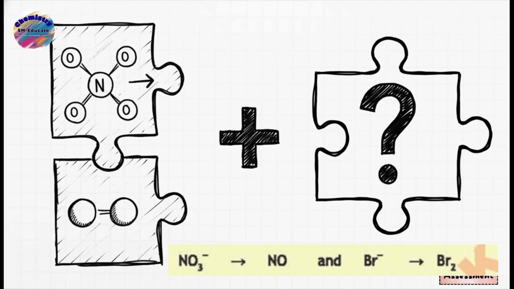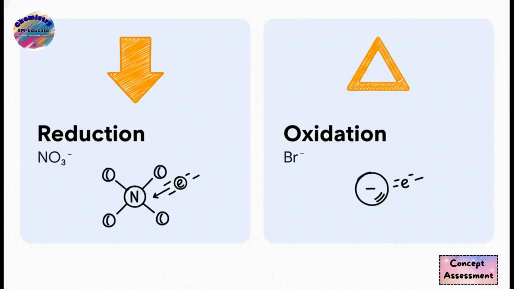And here is our next puzzle, straight from Exercise 2.4, Problem 2. We're given the basic transformations. Nitrate becomes nitrogen monoxide, and bromide becomes bromine. Our job is to take these pieces, balance them properly, and then combine them into the final picture. So here they are, side by side. On the left, we've got the reduction half reaction.